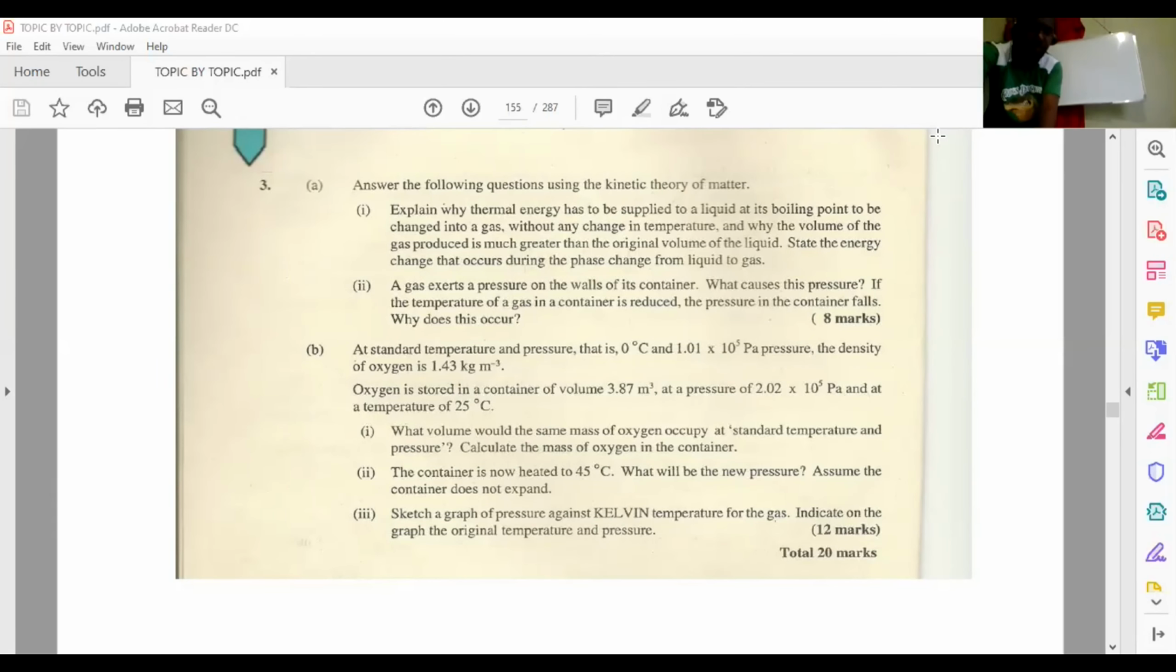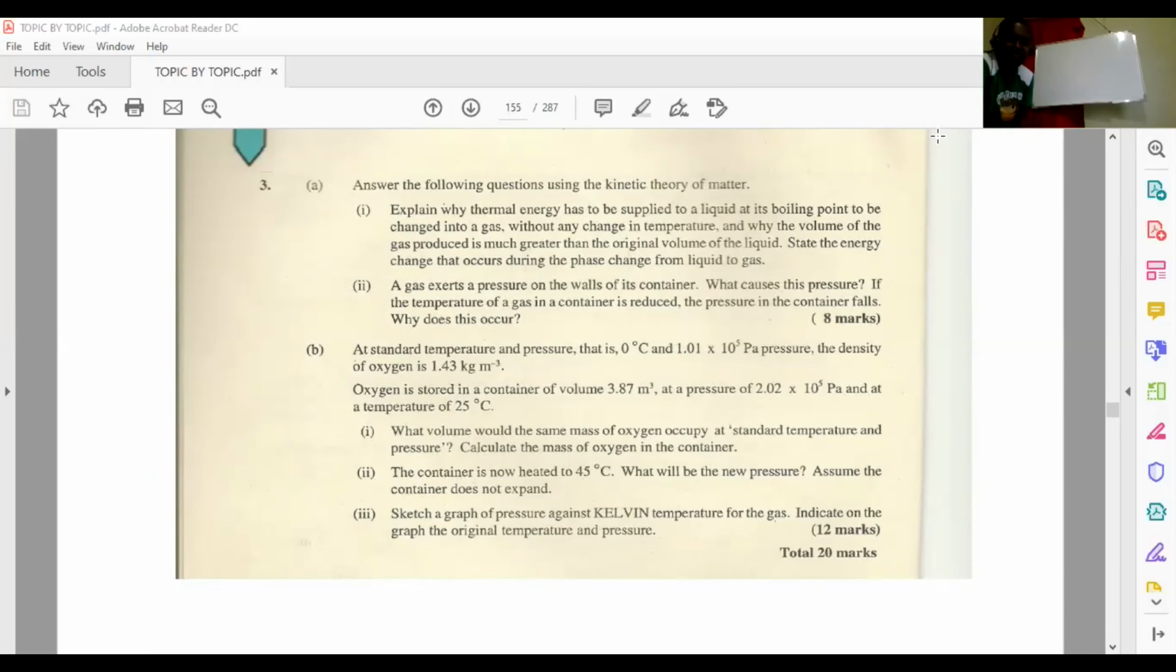First question here. Answer the following questions using the kinetic theory of matter. Explain why thermal energy has to be supplied to a liquid at its boiling point to be changed into a gas without any change in temperature, and why the volume of the gas produced is much greater than the original volume of the liquid.